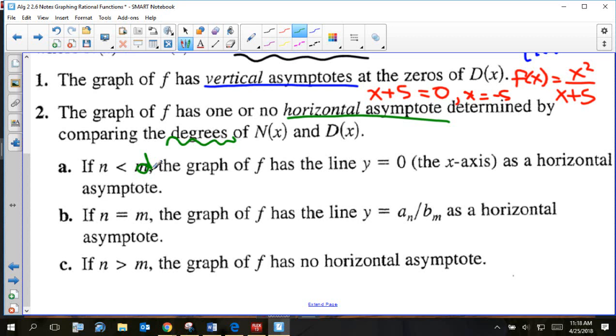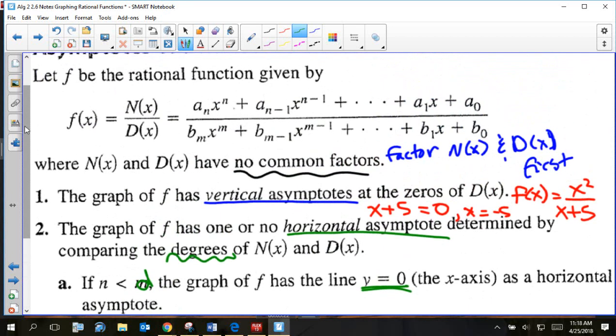the horizontal asymptote will be y equals 0. So if the degree on top is less than the degree on the bottom, y equals 0. That is the horizontal asymptote. Memorize that. Okay? If the degree of the numerator is equal to the degree of the denominator, I just changed it to D. You can change it to D up here.